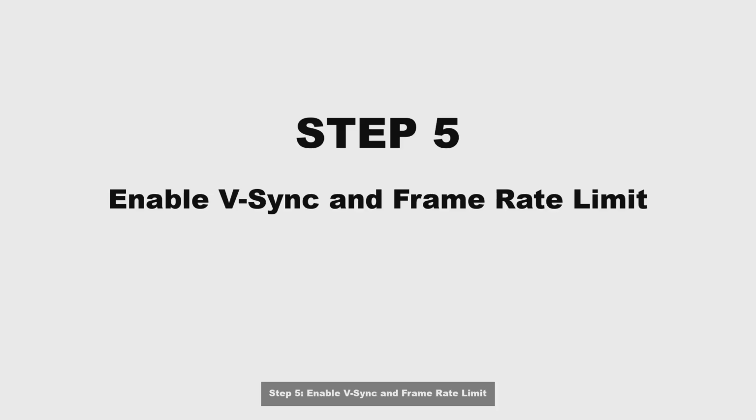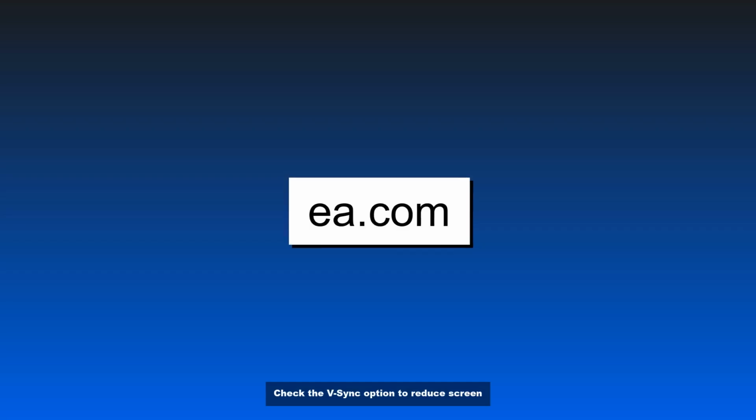Step 5. Enable VSync and frame rate limit. Check the VSync option to reduce screen tearing, which can improve visual stability. Additionally, set a frame rate limit that matches your monitor's refresh rate to ensure smooth gameplay without overloading your system.